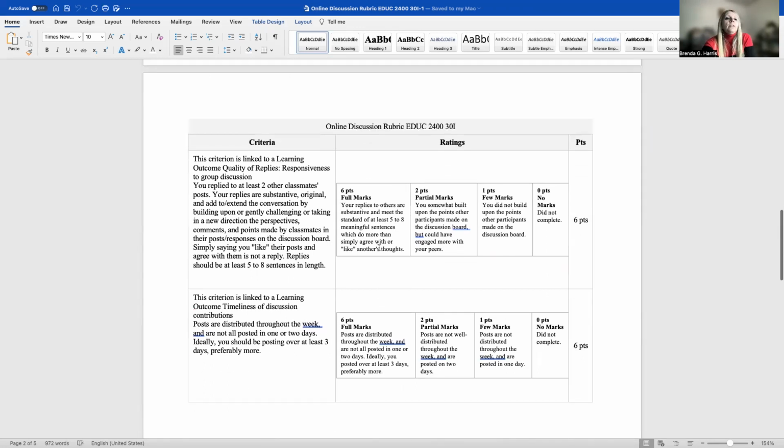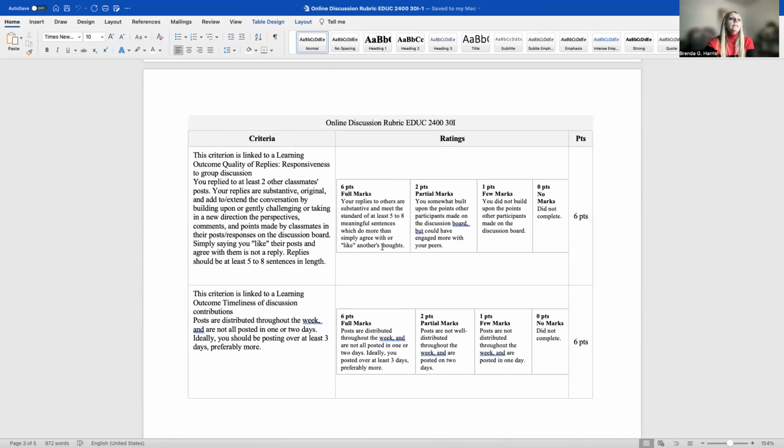Okay, so now moving down on the rubric, the next one is about responsiveness to group discussion. You replied to at least 2 other classmates' posts. Your replies are substantive, original, and add to and extend the conversation by building upon or gently challenging points or comments made by classmates. Remember, we do not have to agree with each other. We do not. However, we challenge ideas, not human beings, right?